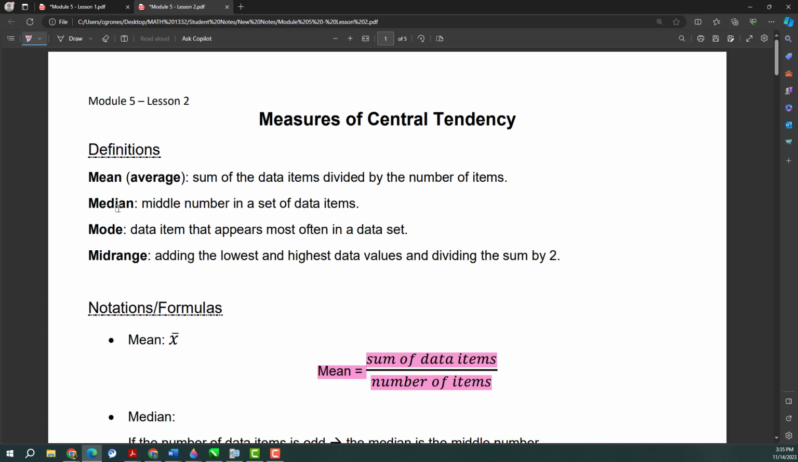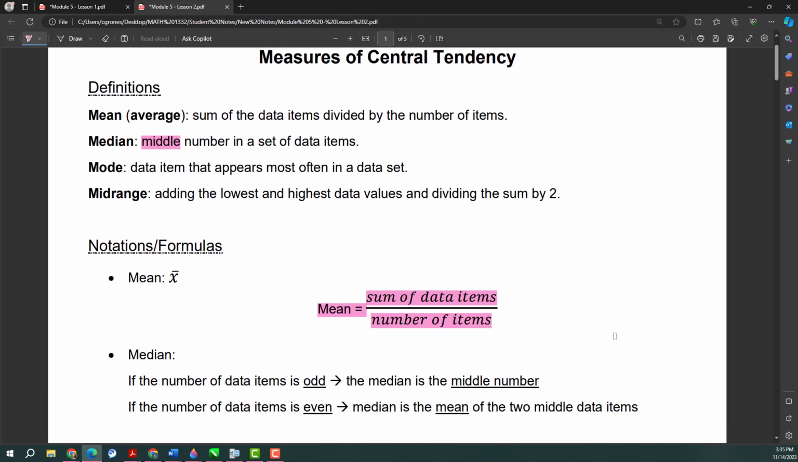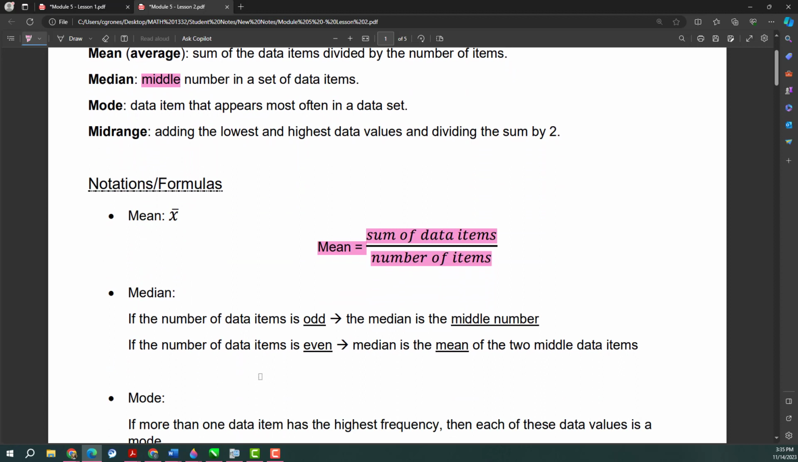The median is going to be the middle number in a set of data items. And if you look at the notations and formulas, it tells us that if the number of data items is odd, then the median is the middle number. If the number of data items is even, then the median is going to be the mean of the two middle items.